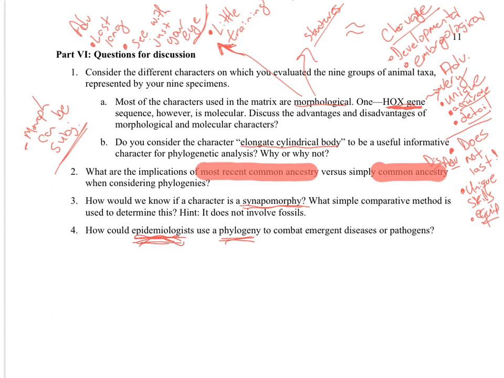So this is one way you can use a phylogeny to combat emergent diseases that are just coming out, that we don't have treatment for, that we don't know who's vulnerable to it, that we don't know where it came from, we don't know how it spreads. We can use phylogenies to look at what those most vulnerable groups are, and how does this virus or bacterial infection spread? Is it airborne? Is it through the water?